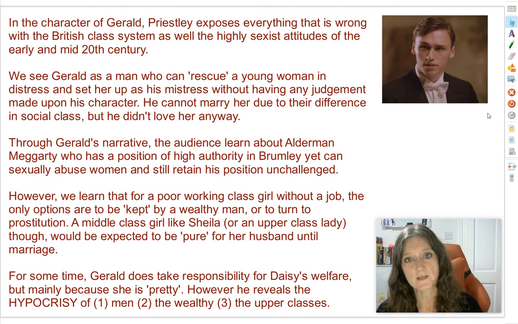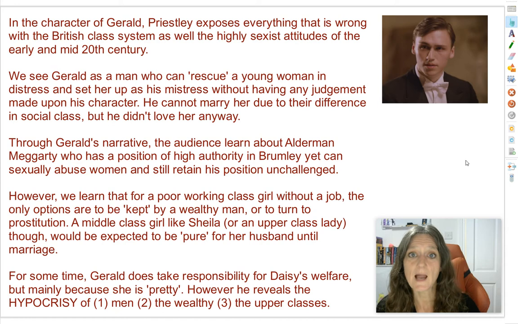And J B Priestley is trying to really, really persuade his audience that Clement Attlee's Labour Party are the one that they want to go with if they want this massive social change. And like I said, Gerald really reveals everything that is bad and wrong about this British class system. So he really shows that.